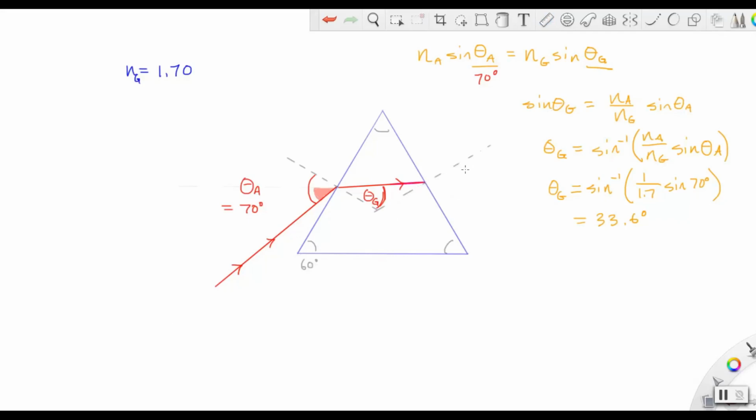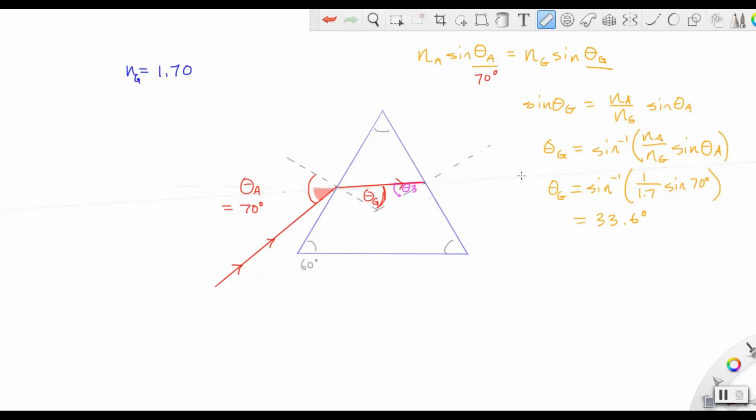So there's our normal. We have a new angle that we need to consider, this angle. And that angle, I might go ahead and call theta 3. And then I'm going to have theta 4 when it comes out of the glass. Let's go ahead and tilt this to where this was.